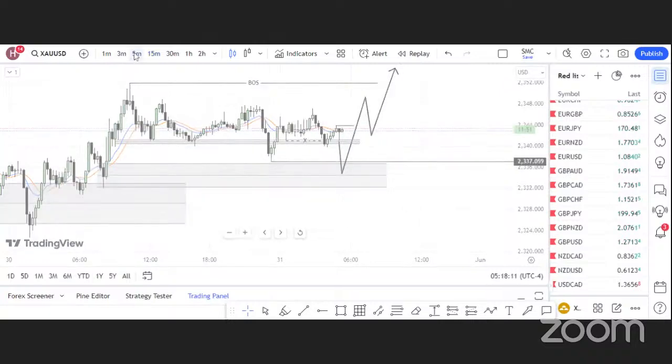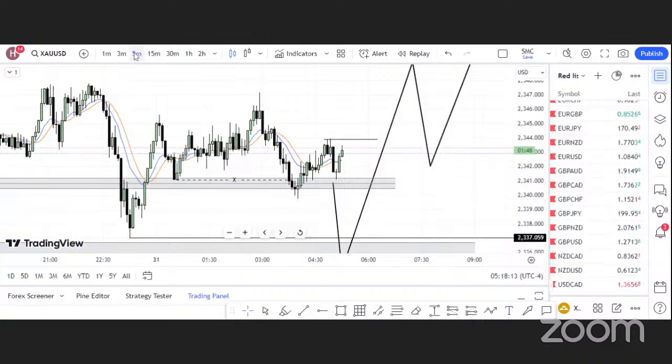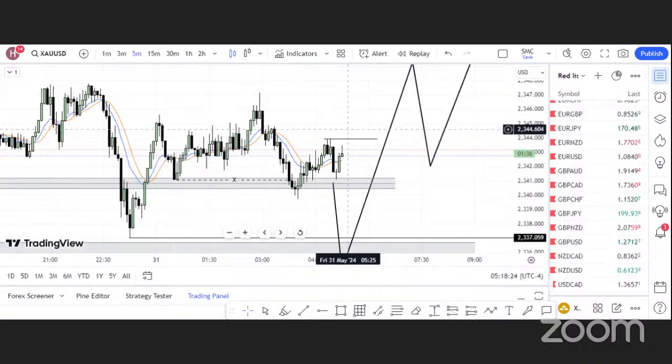So now if we go down to the 5 minutes time frame, yes, we have a point of interest. We have a zone we are looking at. So if the market goes above this zone, we are going to open a buy position. All right. So this is going to be like a trend continuation.